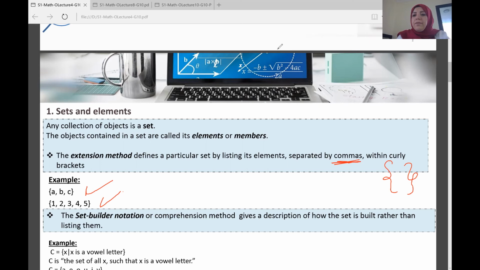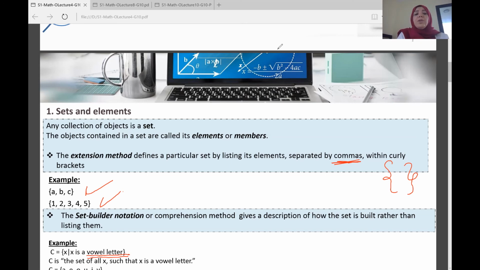Another form of set is the set builder notation. In the set builder notation, or the comprehension way, I don't give you the elements. I just describe how this set is built. So I don't list them, I just describe them. If you look at the first one, we have the set C. It contains all the vowel letters.